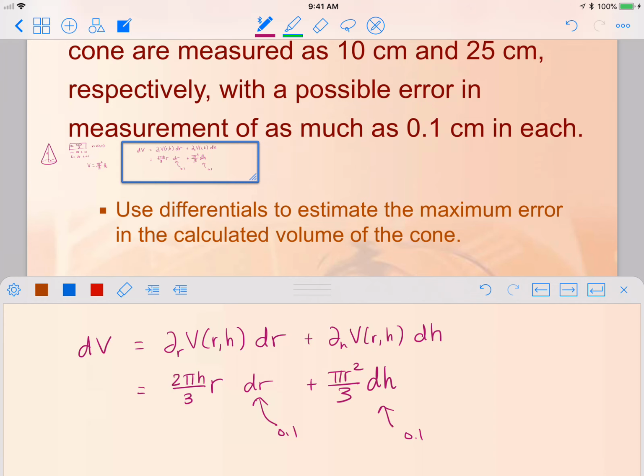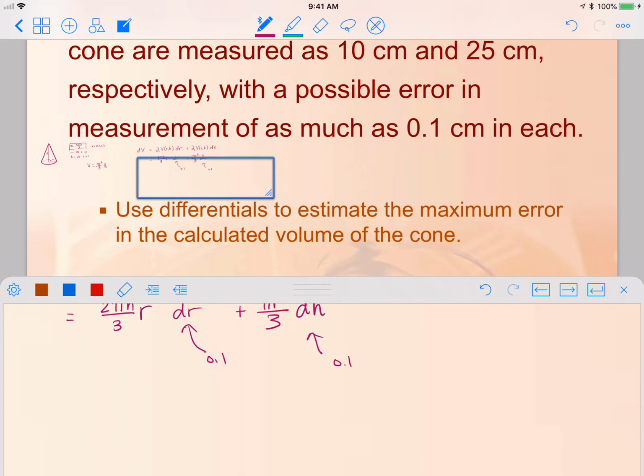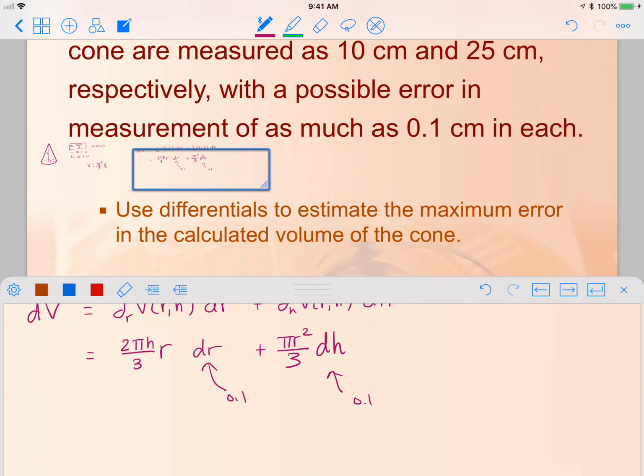Now, what should we use as our r? All of this is assuming that the radius is 10 and that the height is 25. So that's what we'll plug in. We'll plug in 10 for r and 25 for h. Okay, so 10 for r, so r squared should be 100. Okay, so what should we have?